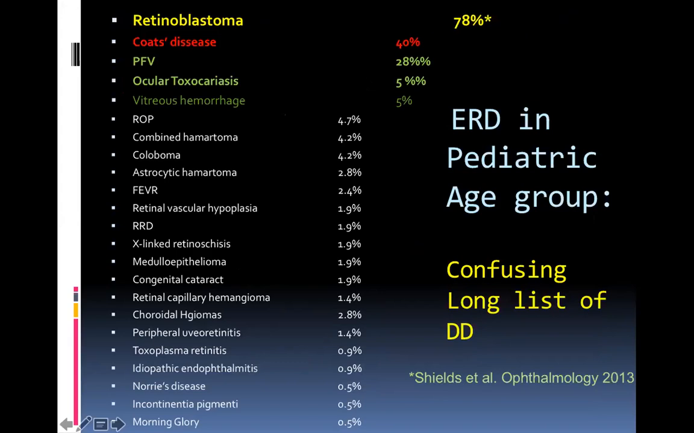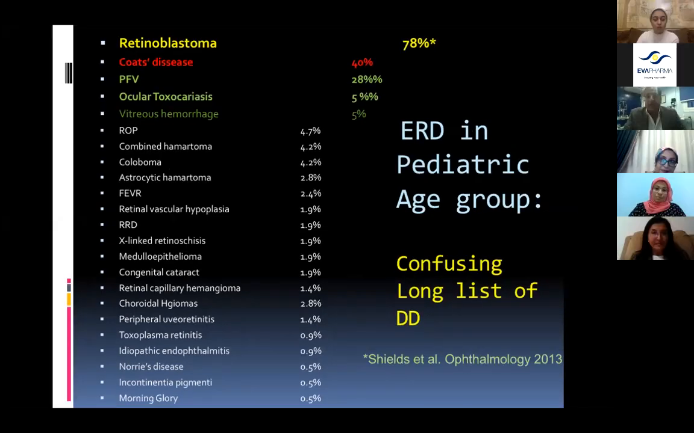Back in the early 2000s, there was a paper by Shields et al. saying that 58% of the leucocoria cases referred as retinoblastoma were not really retinoblastoma. With the improvement in the diagnostic skills, the awareness of retinoblastoma and the methods of examination, the correct diagnosis rose up to 78%.